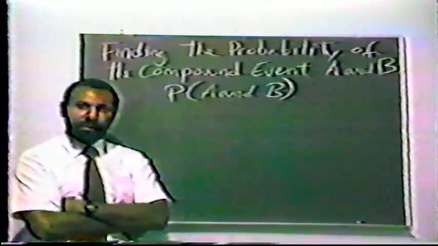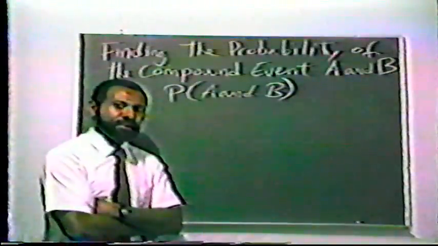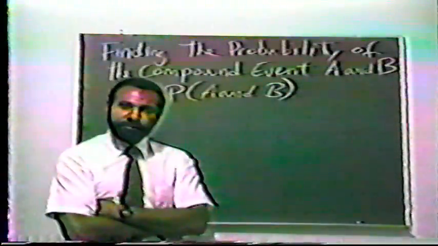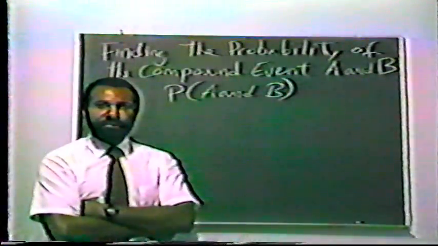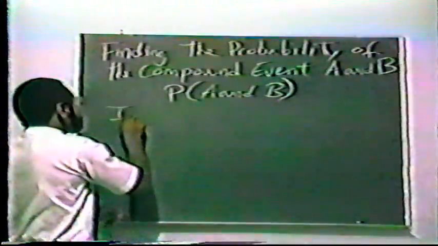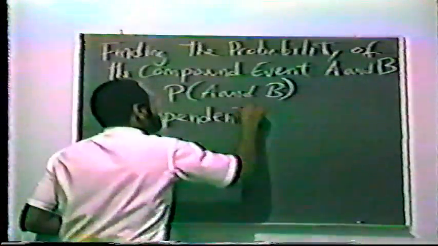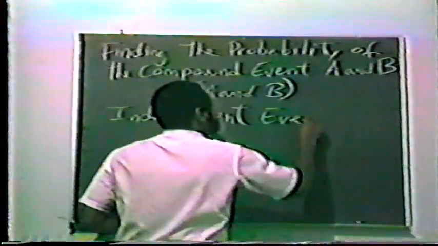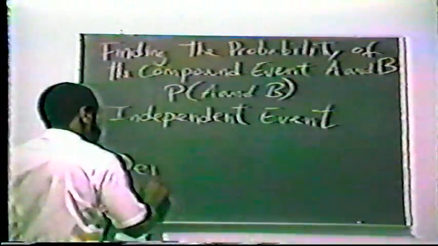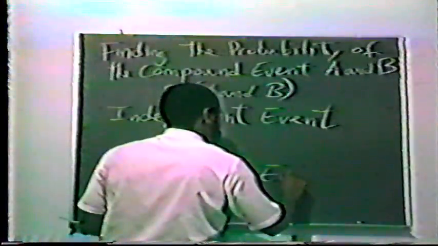Now, before we talk about the formulation involved in finding the probability of A and B, let's talk about two types of events. Let's talk about what we call independent events and what we call dependent events.